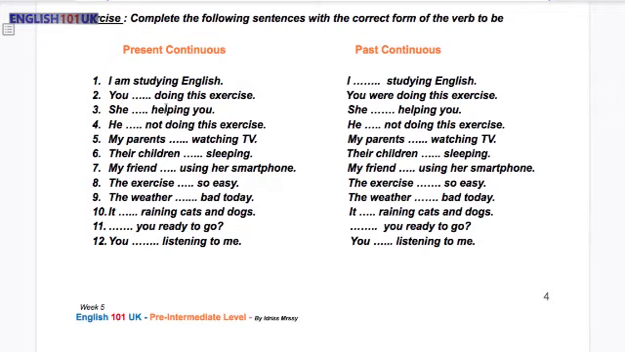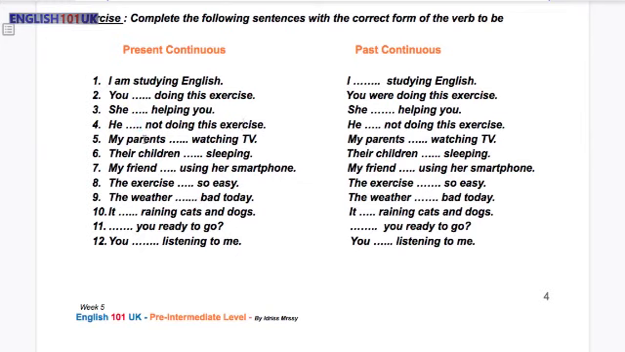Okay? 2. You are doing this exercise. While in the past, you say, you were doing this exercise. So as for number 1, this is done and you need to do this. How about number 3? She is helping you. In the past, she blank helping you. 4. He is not doing this exercise. Again, he blank not doing this exercise.